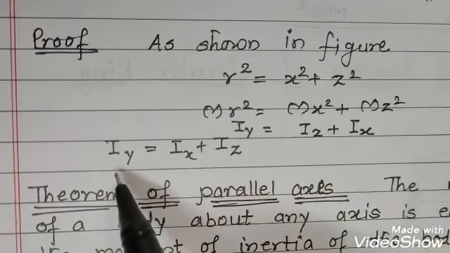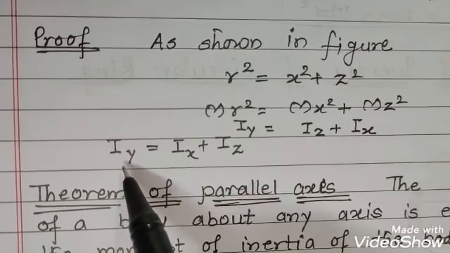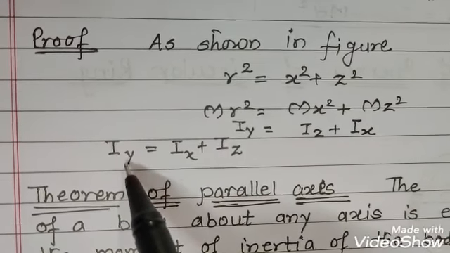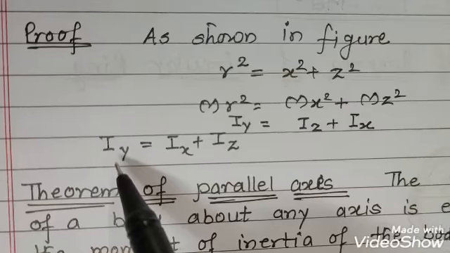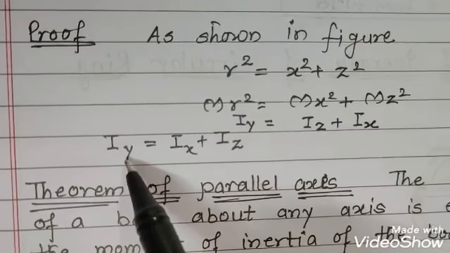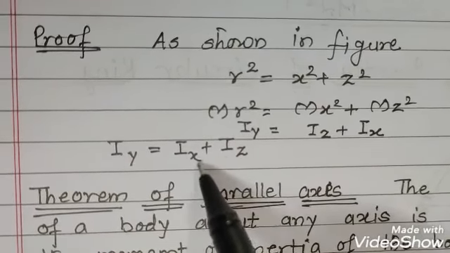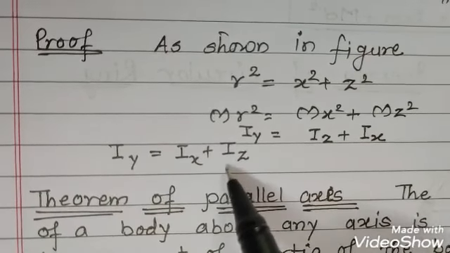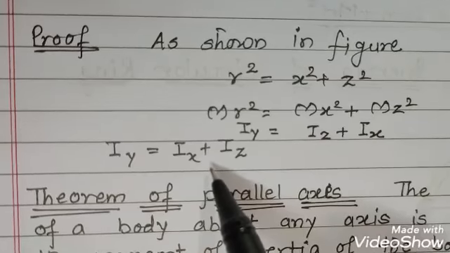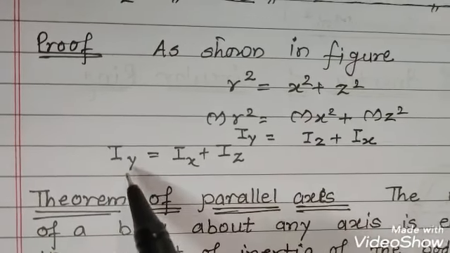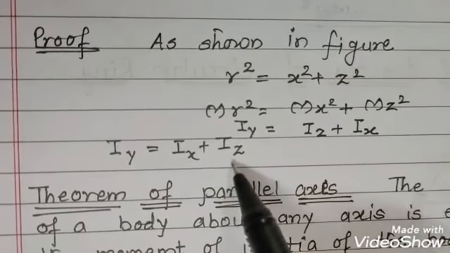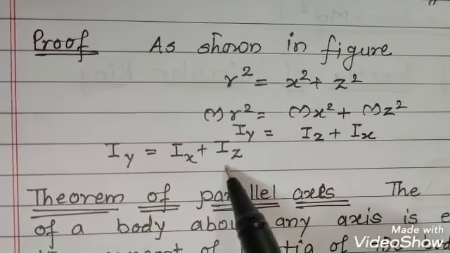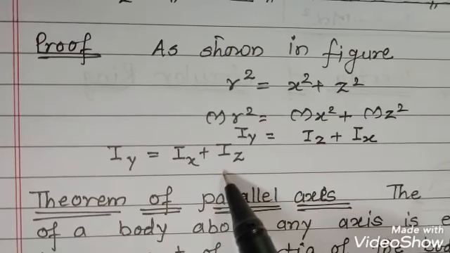That means the moment of inertia about an axis perpendicular to the plane of the lamina will be equal to the sum of the moments of inertia about the axes lying in the plane. Okay, so Iy equals Ix plus Iz. This is the theorem of perpendicular axis.